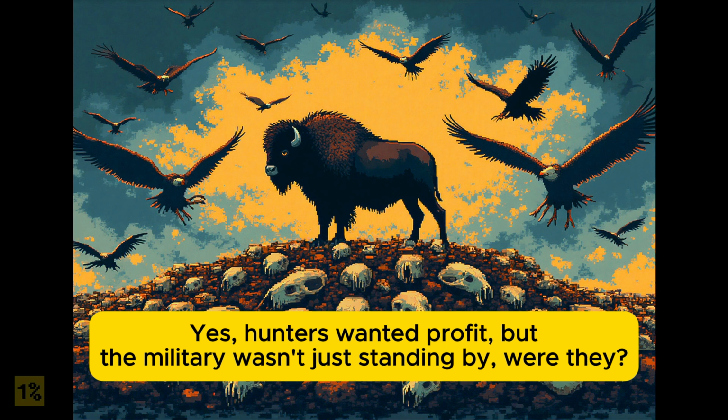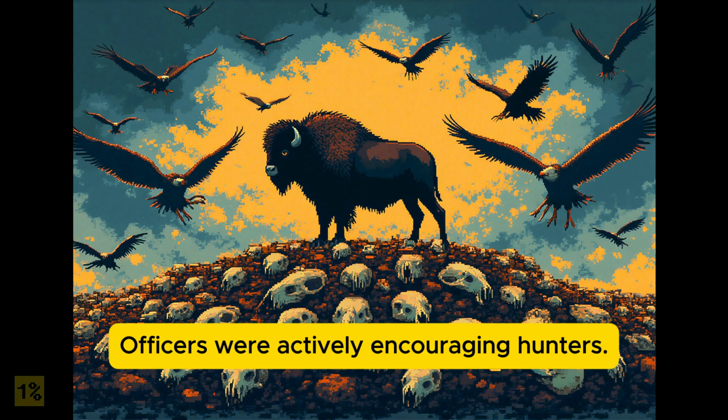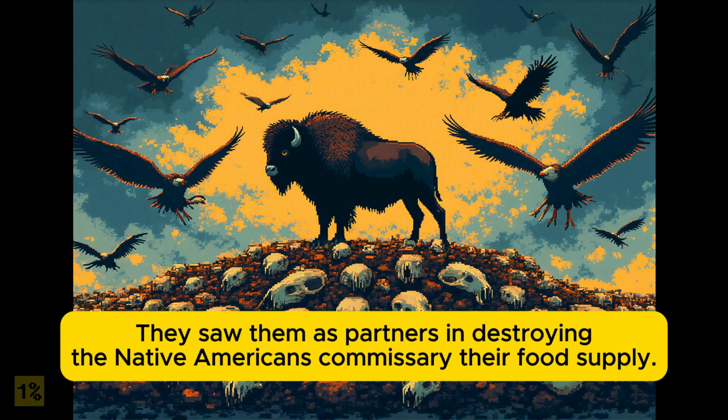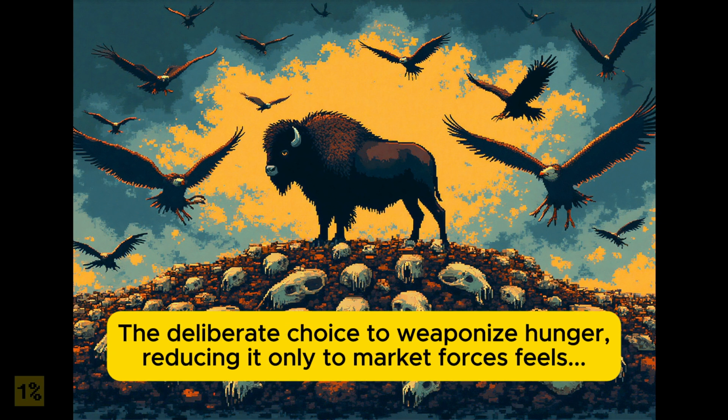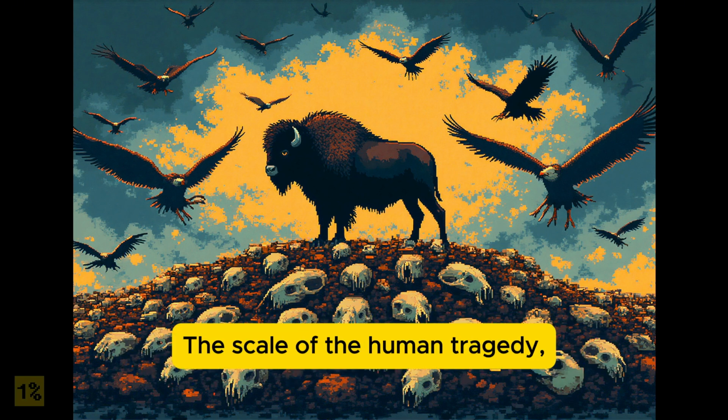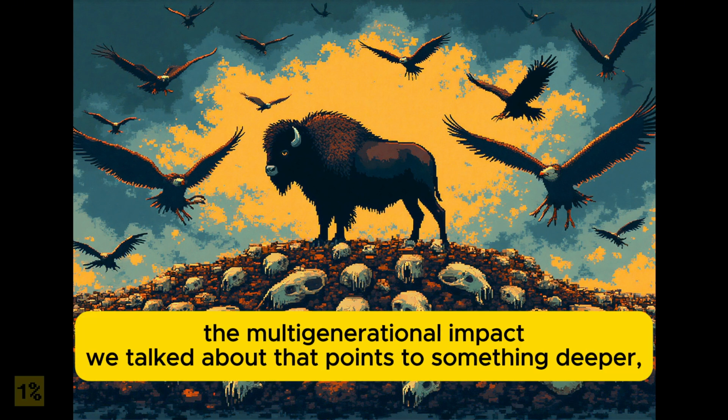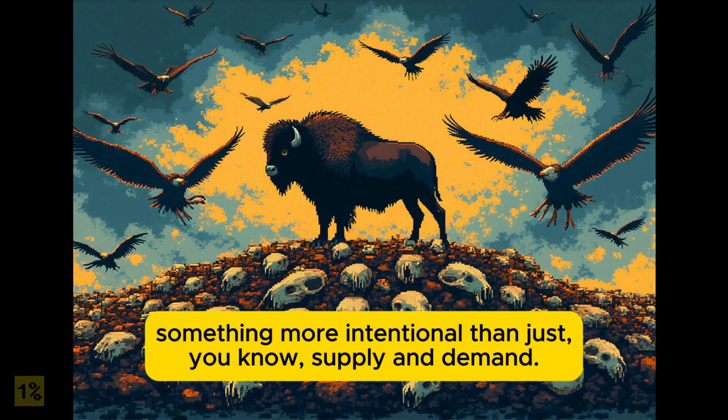Yes, hunters wanted profit, but the military wasn't just standing by, were they? Officers were actively encouraging hunters. They saw them as partners in destroying the Native Americans' commissary, their food supply. We can't just ignore the moral dimension here. The deliberate choice to weaponize hunger, reducing it only to market forces, feels incomplete. The scale of the human tragedy, the multi-generational impact we talked about, that points to something deeper, something more intentional than just supply and demand.